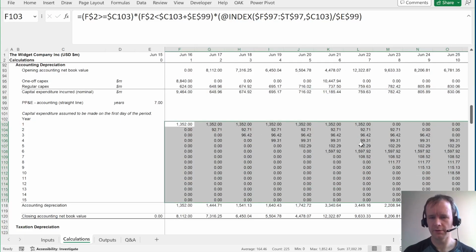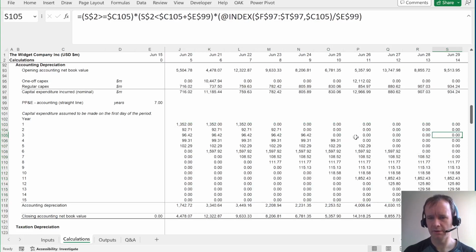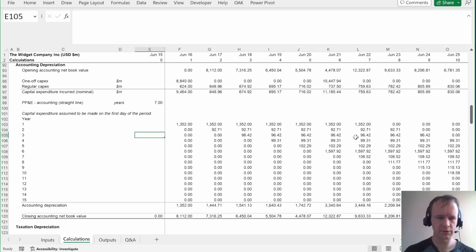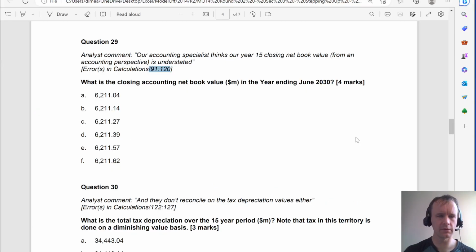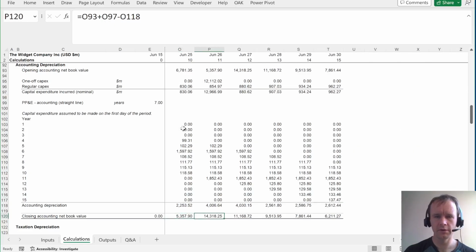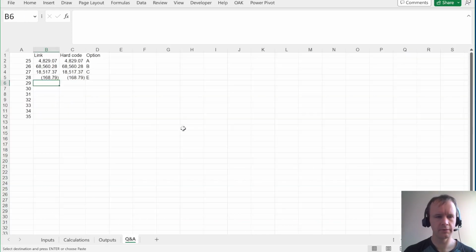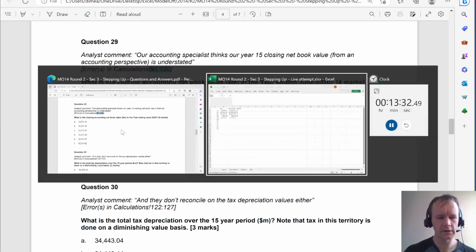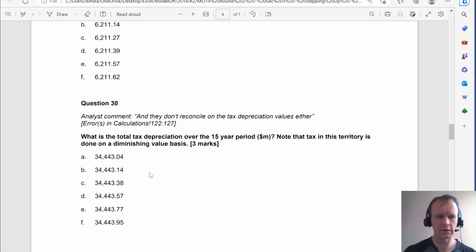And you can see that none of these values change, but then everything comes to an end, which is how it's supposed to be. Okay, so then what was the question? Closing accounting net book value, June 2030. It's right at the end, okay. So 6211.27, yes, C. All right, question 30.